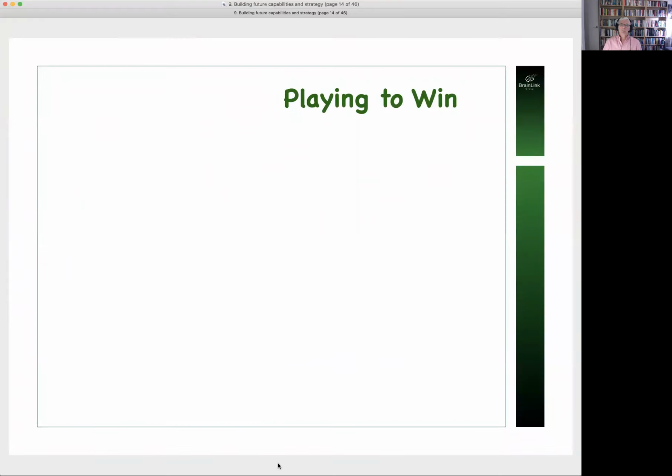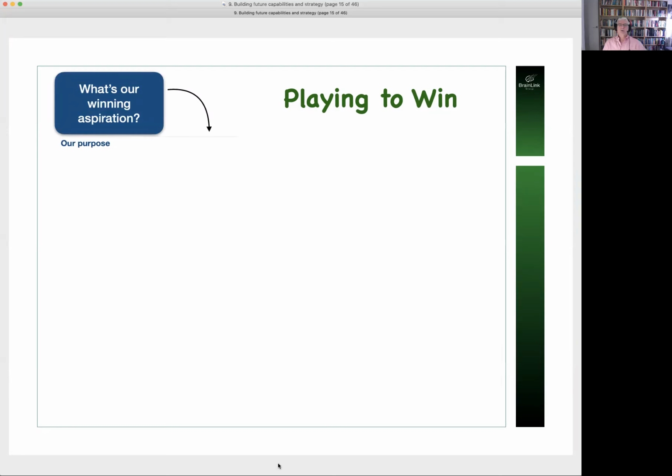So let's have a look at the play to win framework, which has got five components. One is we start off by asking ourselves, what is our winning aspiration? What's our purpose? What are we trying to do in the future? So I'll share with you an example of how we work through each of these, plus a case study example to show you how this can be done. So the first thing is, what is our purpose? What's our winning aspiration? What are we trying to achieve in the future?